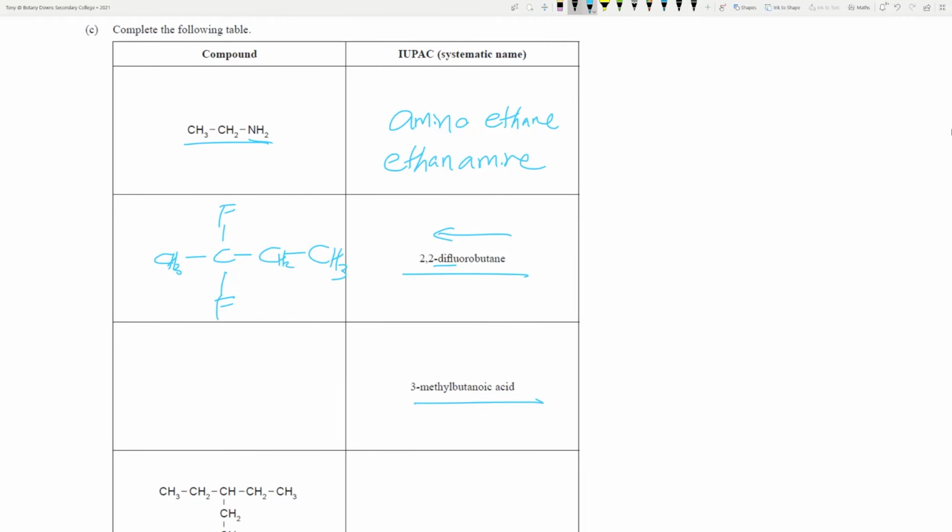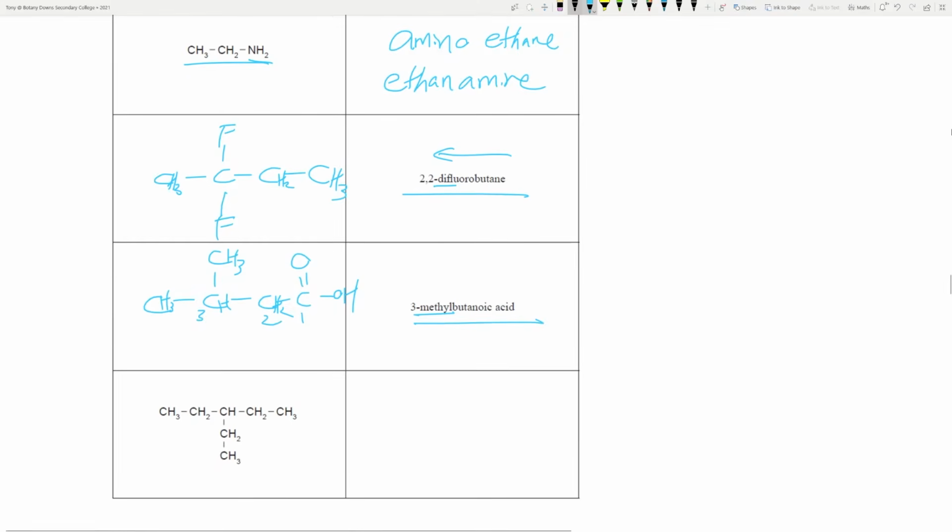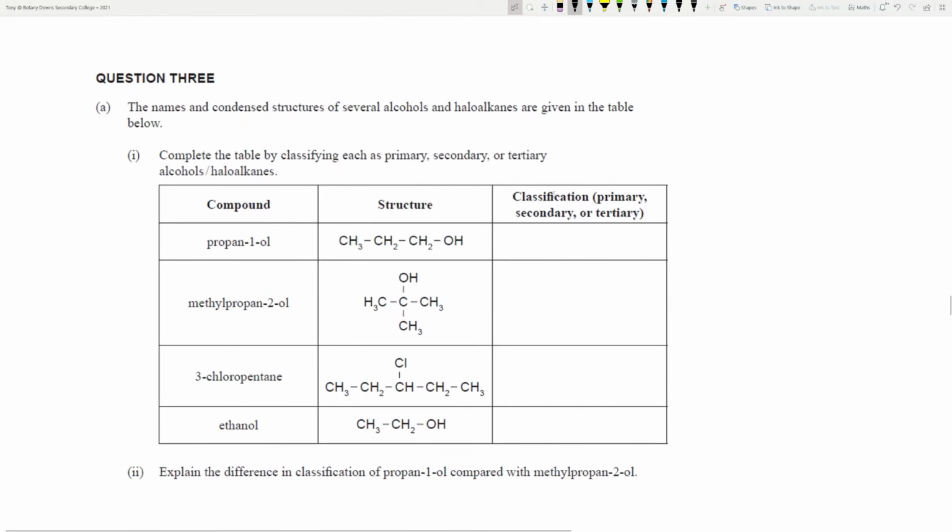3-methylbutanoic acid. So again, butanoic acid, 1, 2, 3, 4. Oic acid means you have a COOH at the end. 3-methyl, this is 1, 2, 3, 3-methyl, and then make sure every single carbon has got 4 bonds. And then the last one, look at the longest chain, that's 5, so that's pentane, and this is an ethyl group. Now where is the ethyl group? This is 3-ethylpentane, or we can just call it ethylpentane because it can't be anywhere else. All right, so that's that one.